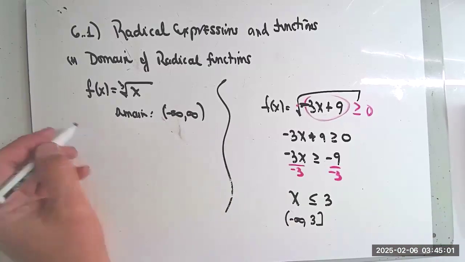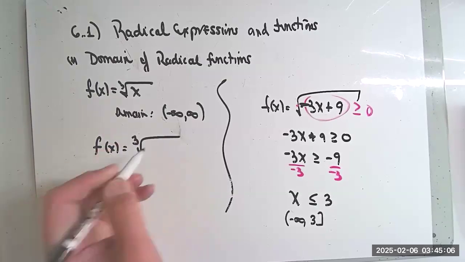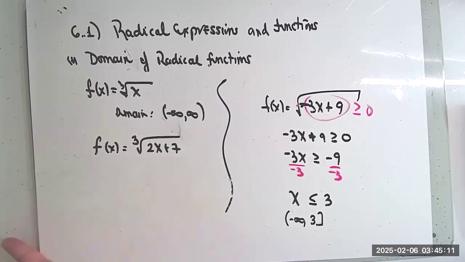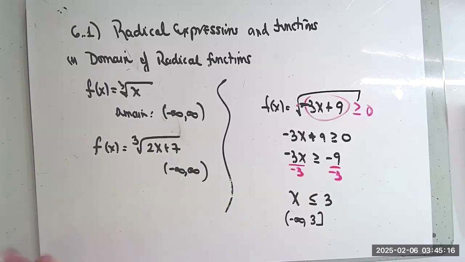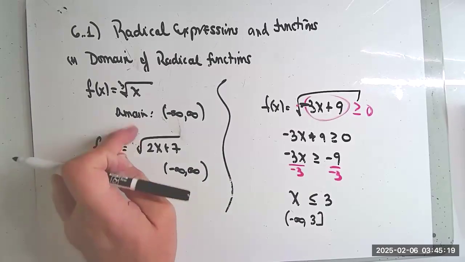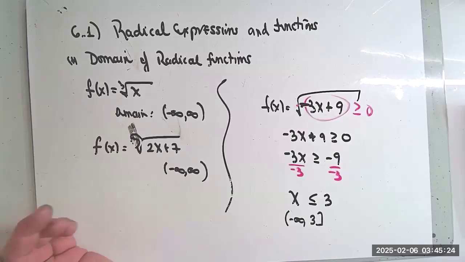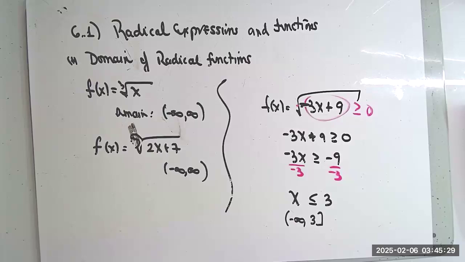So if they ask us to find the domain of f of x equals the cube root of 2x plus 7, the domain will be all real numbers. I don't have to do anything. I know the domain is going to be all real numbers, as long as it's a cube root, even the 5th, the 7th root, the 9th root, etc. Odd root, we are safe. The domain is always all real numbers. Even roots, that's when we have an issue, because the argument, the radicand, cannot be negative in the real world.